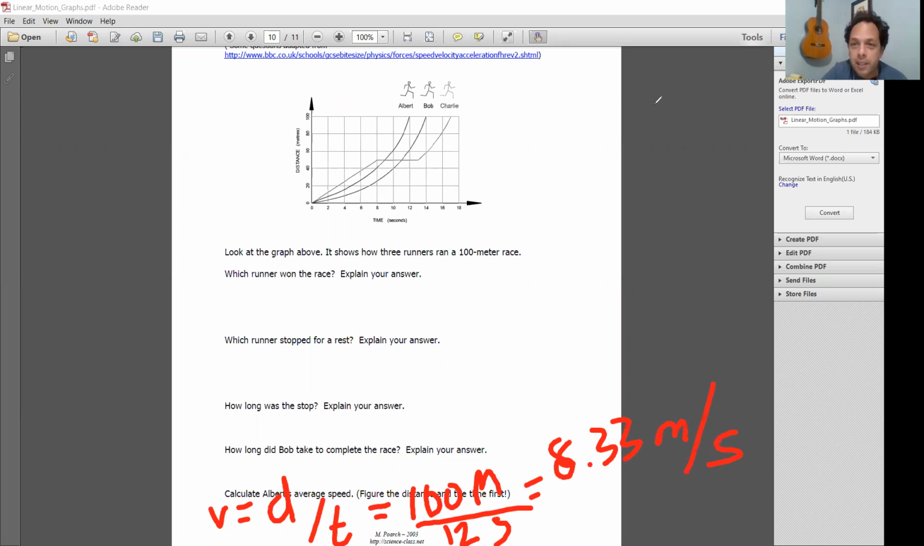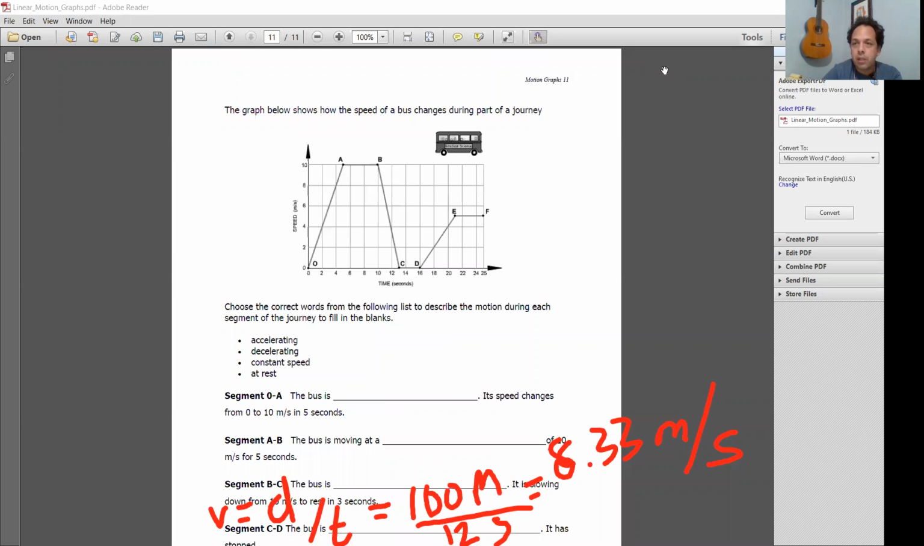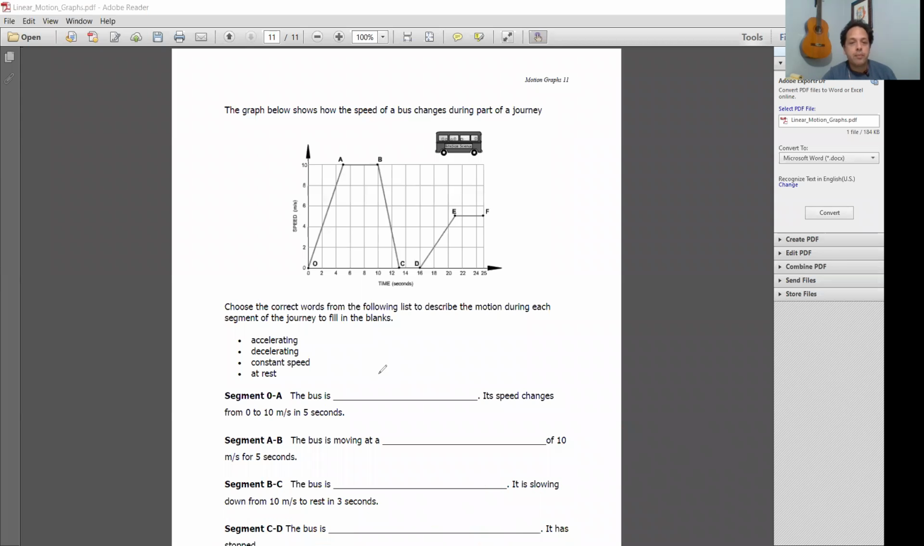All right, last page. Let's clear that. All right, let's see. So here we're just supposed to say this is a speed graph. This is the last thing we looked at, speed. So this only tells us speed. We have to say whether it's accelerating, decelerating, constant speed, or at rest.